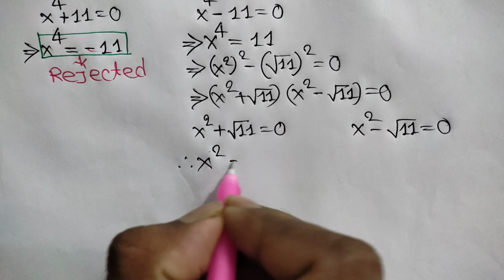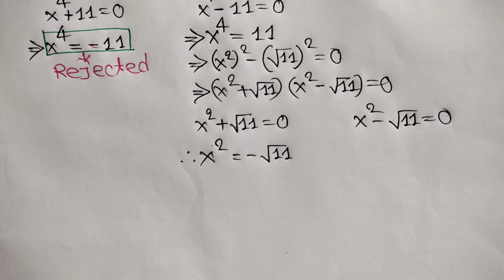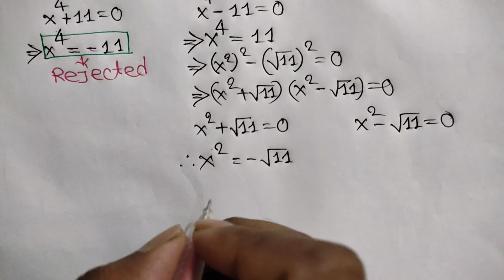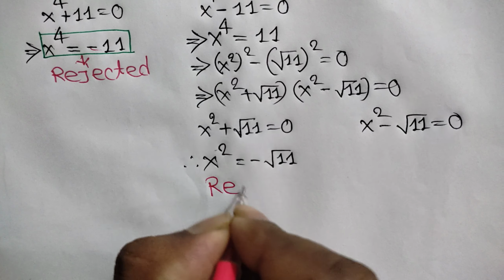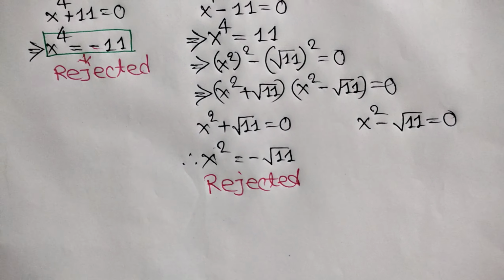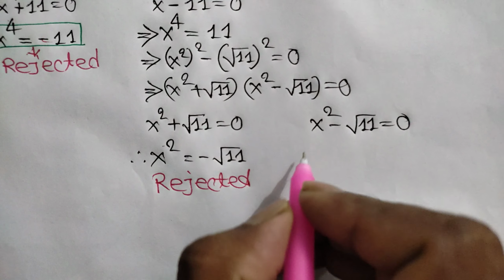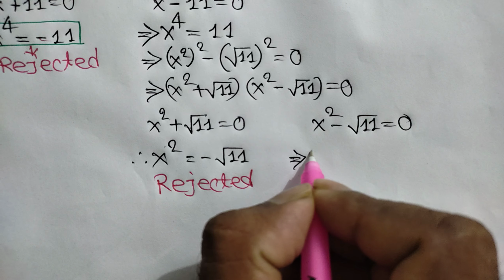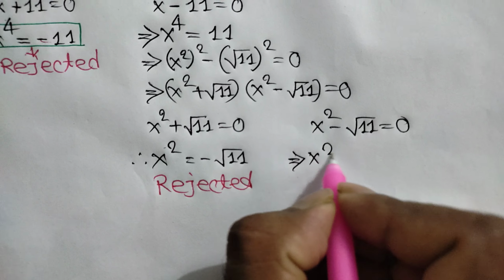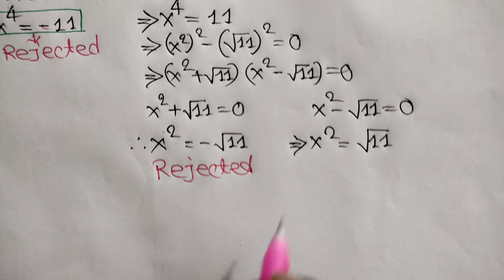Here we will get x square is equal to negative square root of 11 and this is rejected because this is a negative number. Now here we can write x square is equal to square root of 11.